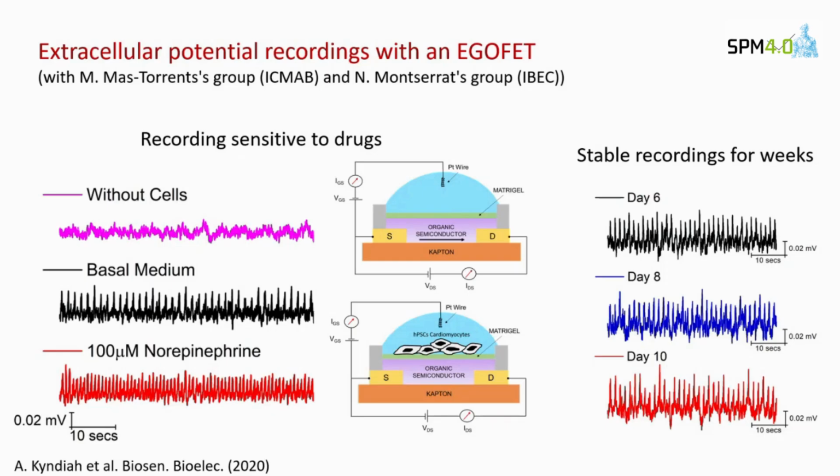You can also do tests of drugs, if you want to test the effect of a drug on the cell. You can put norepinephrine into the solution. This interacts with the cell, and in this case, it increases the beating rate of the cell, and then you record an increasing beating rate. So you can do pharmacology with this type of setup too.